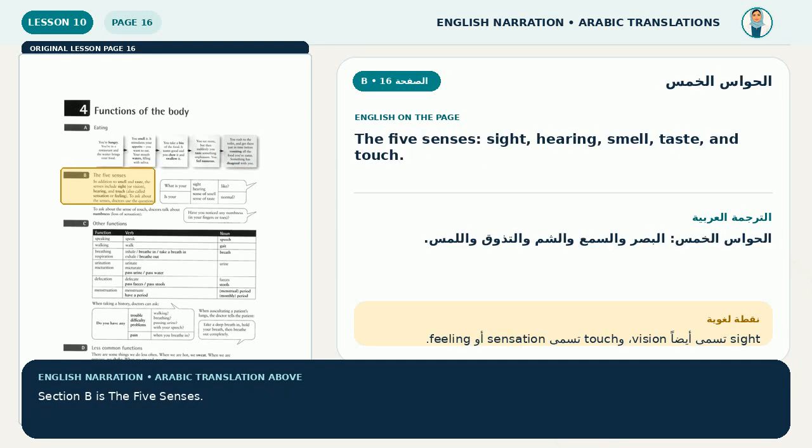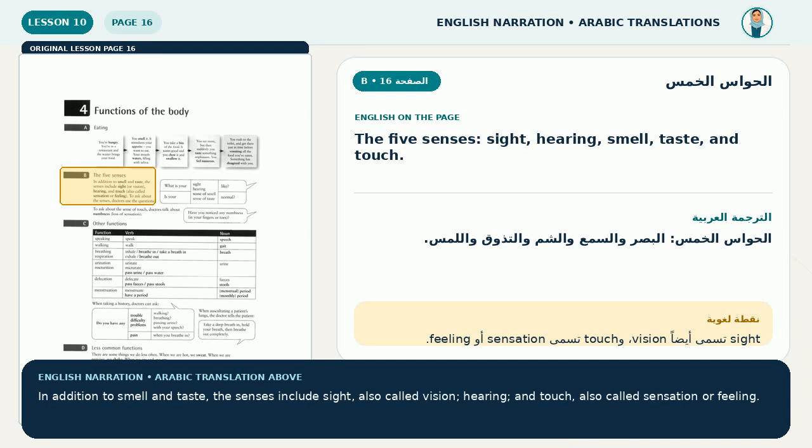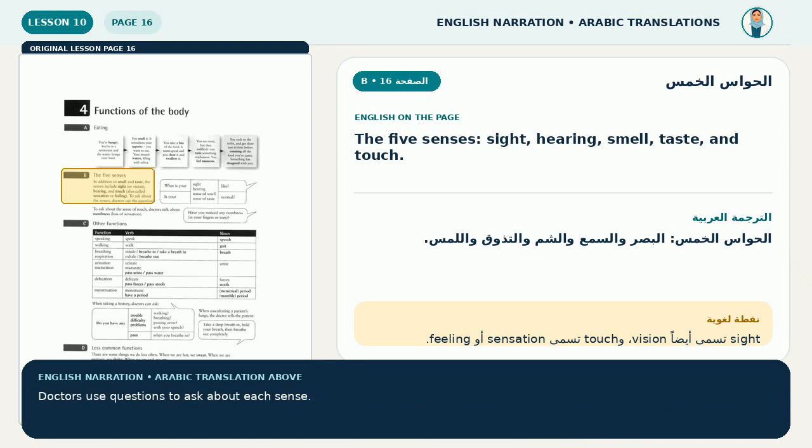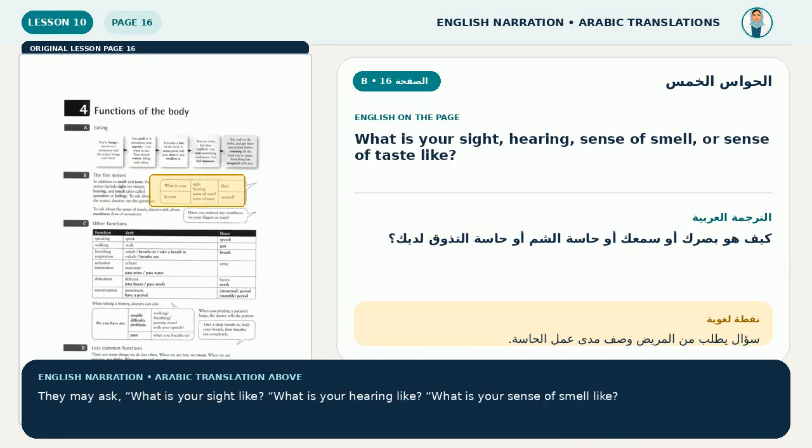Section B is the 5 senses. In addition to smell and taste, the senses include sight, also called vision, hearing, and touch, also called sensation or feeling. Doctors use questions to ask about each sense. They may ask, what is your sight like? What is your hearing like? What is your sense of smell like? Or what is your sense of taste like? These questions ask a patient to describe how well the sense is working.